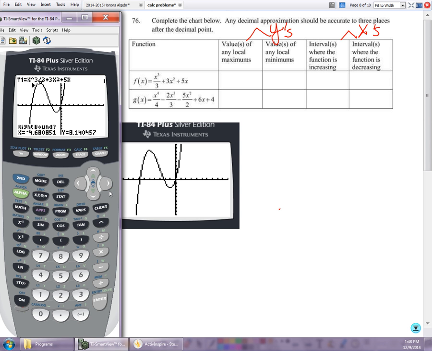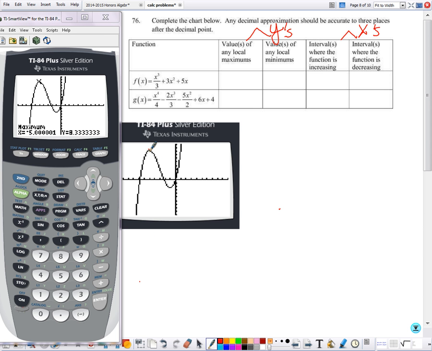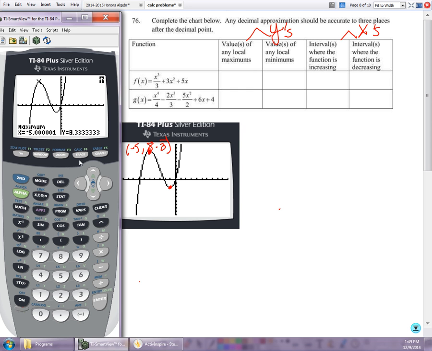So I'm doing left bound, and then I have to go to the right of the maximum, hit enter, go back towards the maximum, hit enter, a third time. And now we have to use our math knowledge to know that this point is at -5, 8.3 repeating, which I can change to a fraction if I'd like, or I can leave it as a decimal.